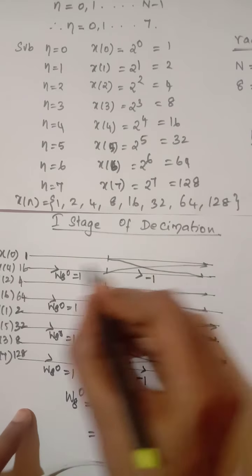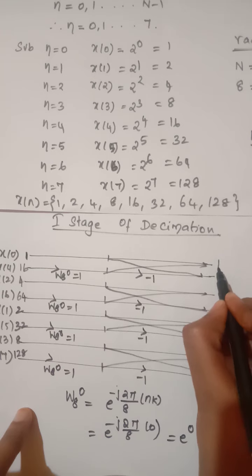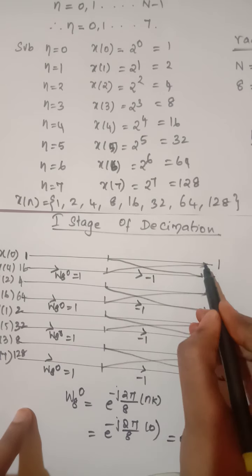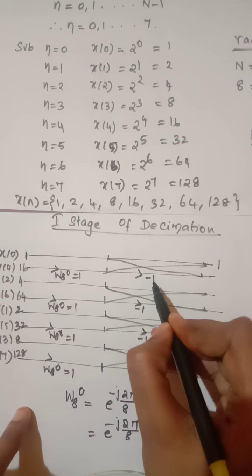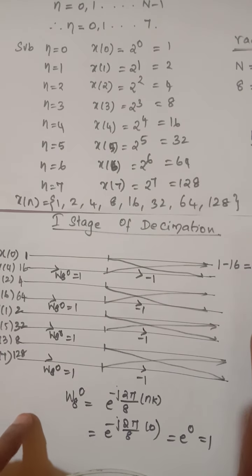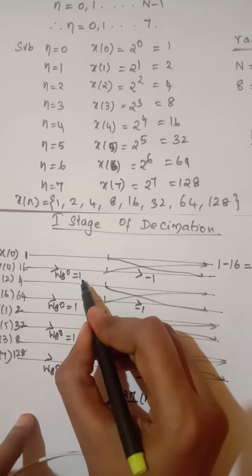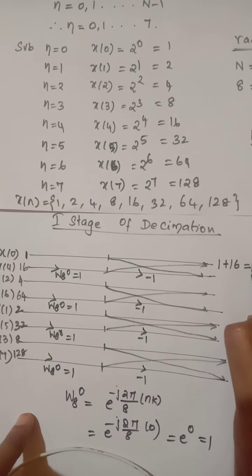Here there is no value in this line, so I am having 1. This arrow comes from this line, so it is 16 into 1 into minus 1, which is minus 16. Your answer is 16 into 1 - no, you should not consider minus - it is 1 plus 16, so it is plus 17 here.